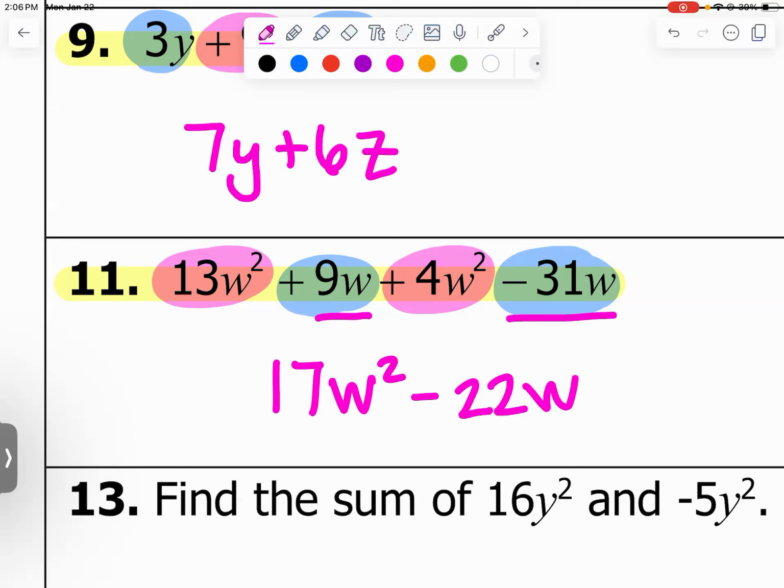Okay, so since these have different exponents, they are not like terms, so we have to keep them separate. And since this is a w squared and this is a w squared, it stays as a w squared. It's like when I have 2 apples plus 2 oranges, I can't add them together, right? But 2 apples plus 2 apples, they're still apples, 4 apples.